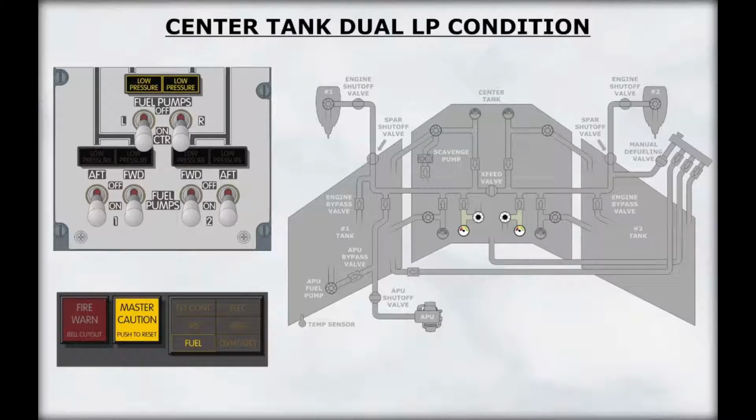The fuel annunciator light and master caution lights will illuminate if both center tank pump switches are on and both low pressure lights illuminate, or one center tank pump is selected on with the other one off and the operating center tank pump low pressure light is illuminated.